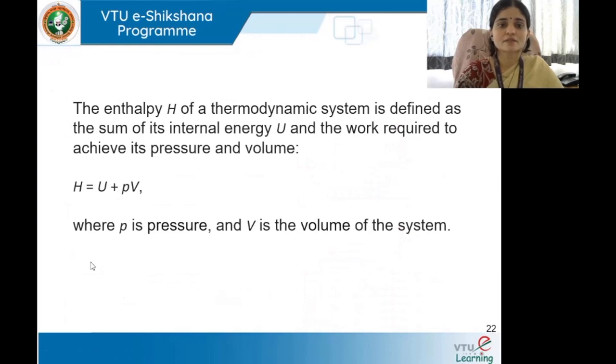Right? So, moving ahead, enthalpy H of a thermodynamic system is defined as the sum total of its internal energy U and the work required to achieve its pressure and volume. So, the enthalpy of a system, the total heat content, has to be calculated.